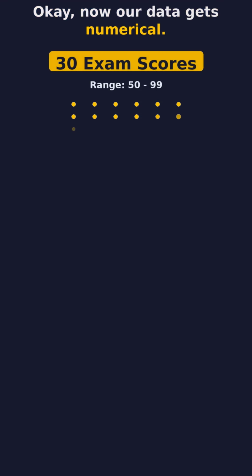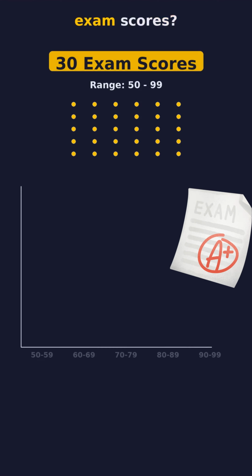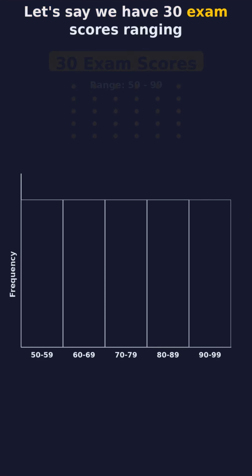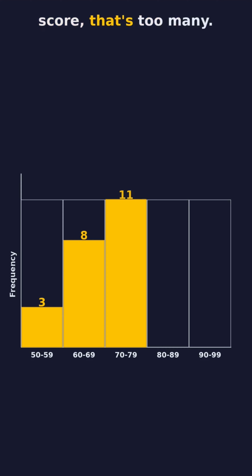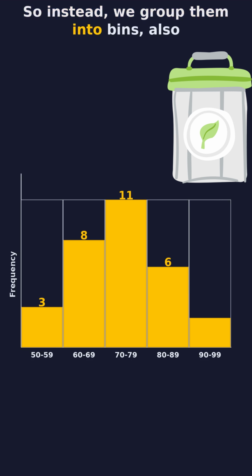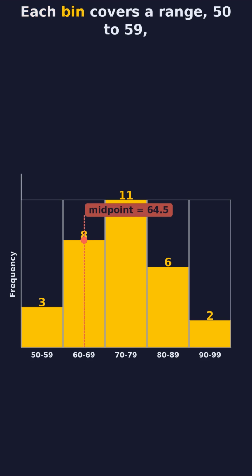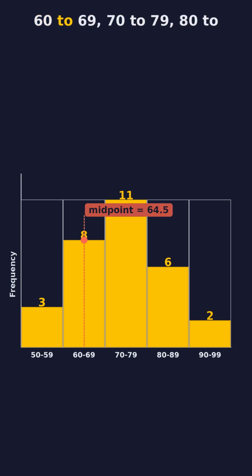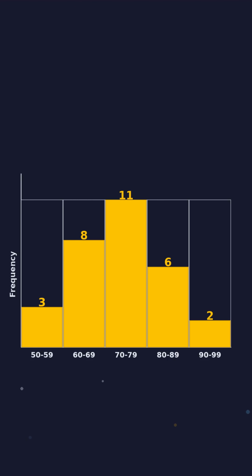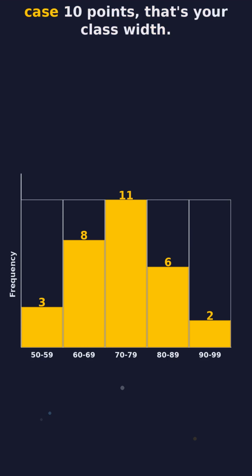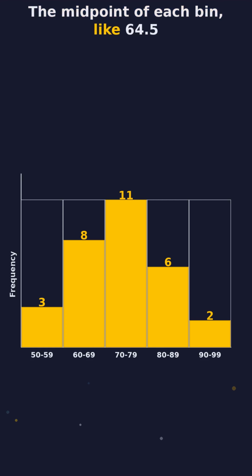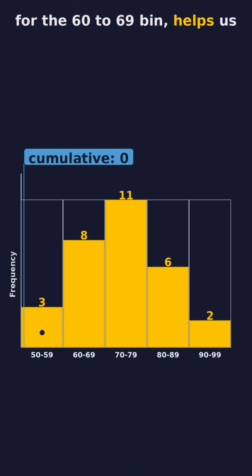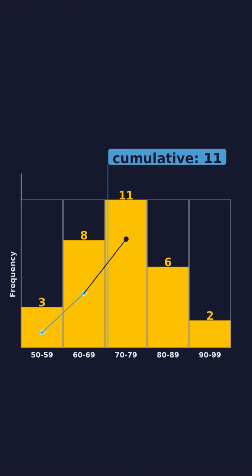Okay, now our data gets numerical. What if instead of pizza toppings, we have exam scores? Let's say we have 30 exam scores ranging from 50 to 99. We can't make a bar for every single score. That's too many. So instead, we group them into bins, also called classes. Each bin covers a range, 50 to 59, 60 to 69, 70 to 79, 80 to 89, 90 to 99. Each bin has the same width, in this case 10 points. That's your class width. The midpoint of each bin, like 64.5 for the 60 to 69 bin, helps us represent the whole group with one number.